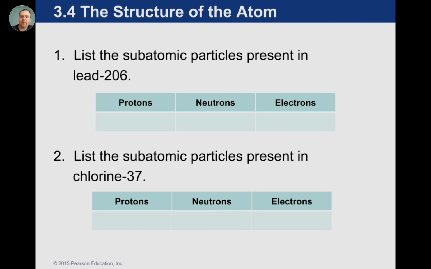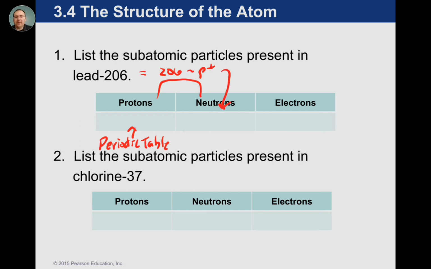List the subatomic particles present in lead. So when you do a particular problem like this, again, try to take away some of those clues of what we just talked about. Know that protons and neutrons together need to equal 206. Protons themselves we can find from the periodic table. If you take 206 and subtract the protons, that should give you the neutrons.